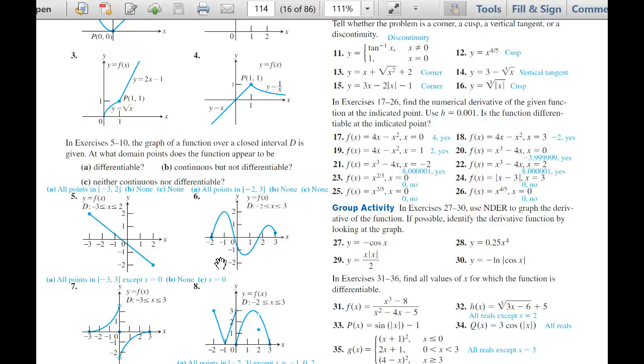Right? Yeah, -3 to 2. Right here. You see it in brackets? And then where is it continuous but not differentiable? There's none of them. Because remember, what did I say in the notes?